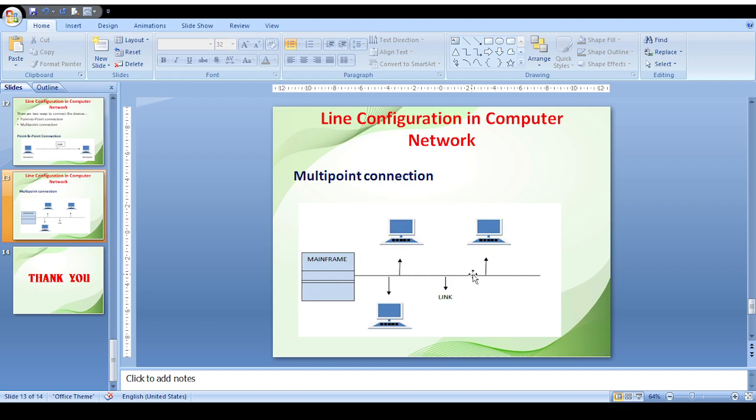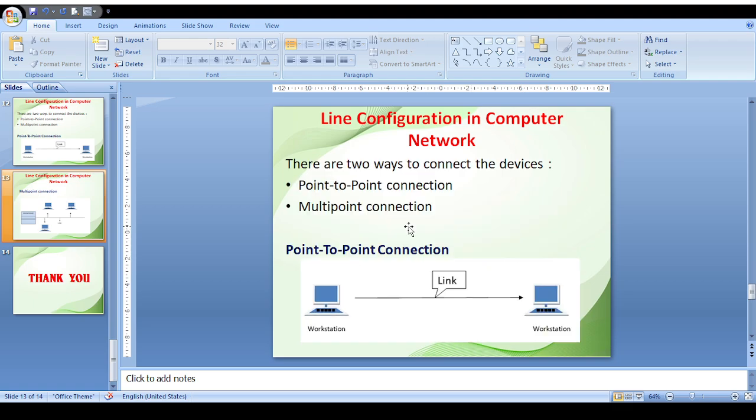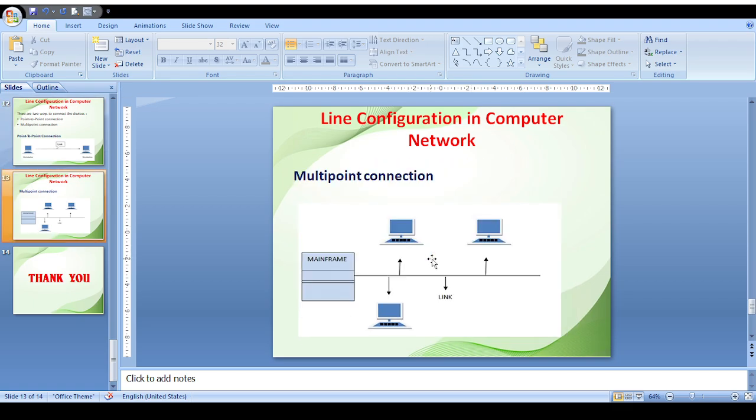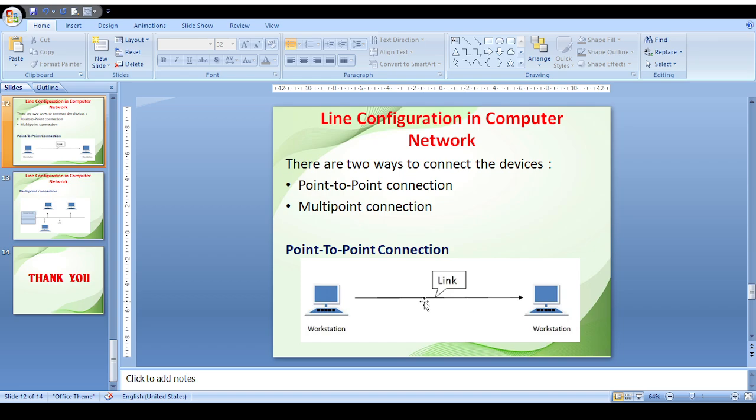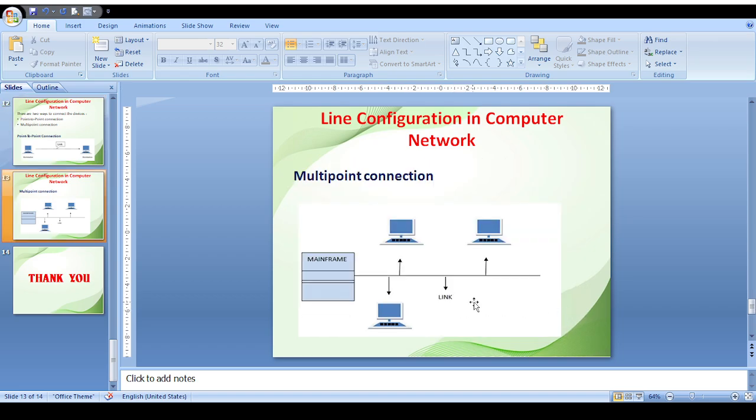So these are the types of line configuration. The first one is point to point and the second one is multi-point. Point to point is a connection between two devices, and multi-point is a connection between more devices with a single link. I'll stop here.